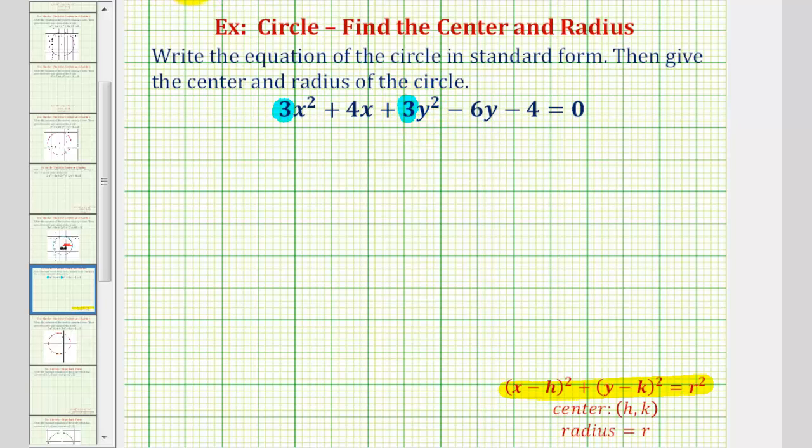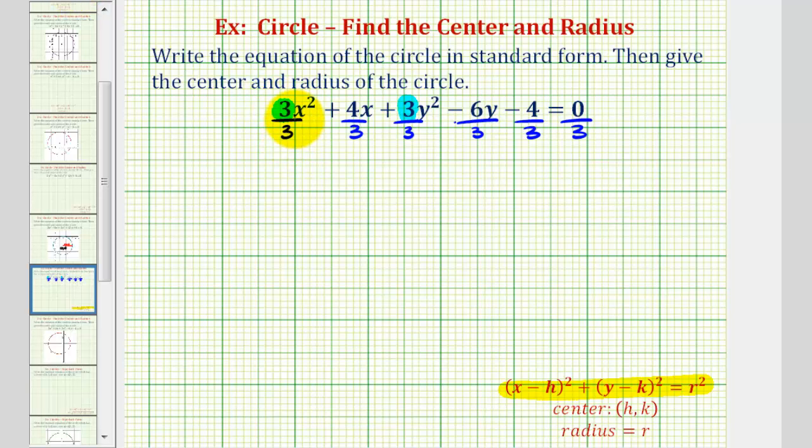So for our first step, we're going to divide both sides of the equation by 3, or divide each term by 3. We could have also factored out the 3, but for a circle, I think it's easier if we divide by the coefficient of these squared terms. Notice on the right side we divided by 3, but of course 0 divided by 3 is still 0. So we'll go ahead and simplify this and also set it up to complete the square.